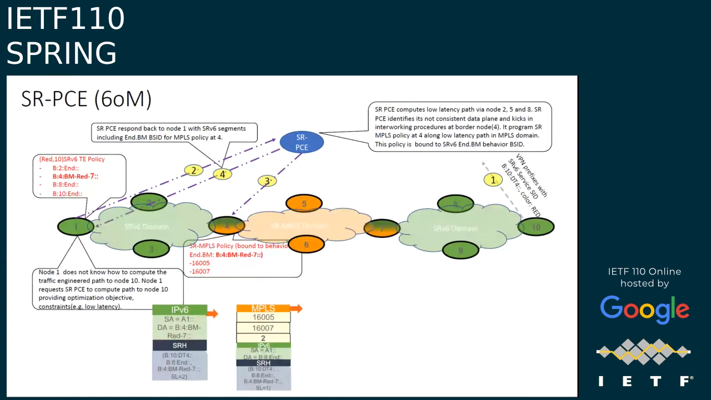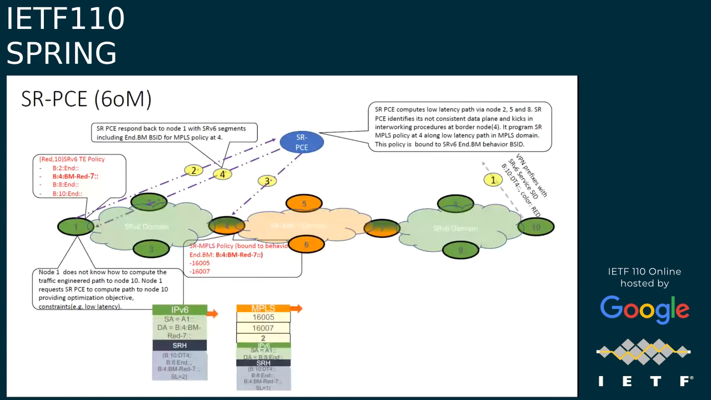As shown in the example, it has the segment 16,005 and 16,007. And it will again take you through a low latency path through the MPLS domain. But important aspect is that this policy is bound to an IPv6 instantiation of a binding SID, which is End.BM, which is already described in the network programming, and we are using the exact same End.BM function here. And now SRPC will send this update back to the node 1 because that requested, in which one of the segments would be this End.BM behavior.